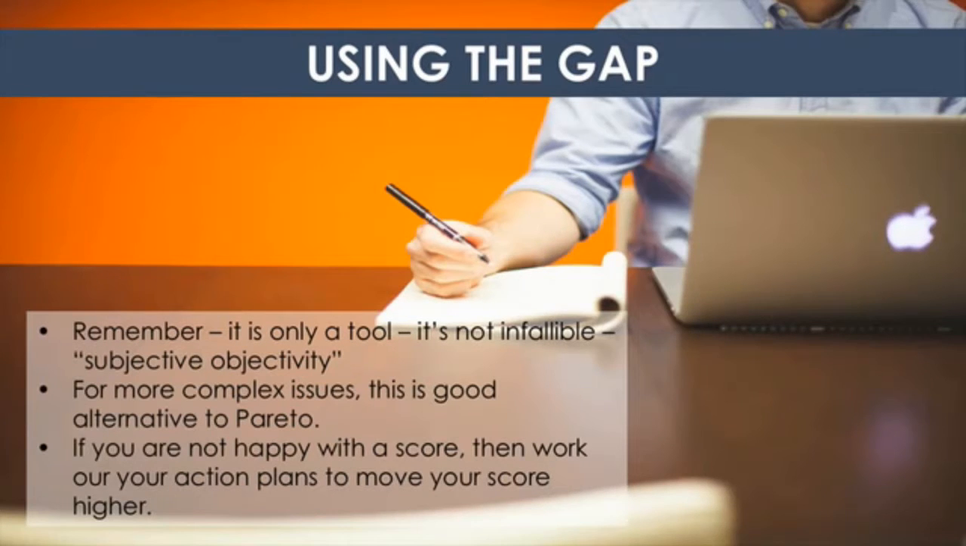Just remember, it's only a tool, so it's not infallible. Really, you're making up numbers or creating numbers, so I call it subjective objectivity. But it's better than just pulling stuff out of the hat. At least you've had to think about things. For more complex issues, the gap analysis is a better alternative to the Pareto analysis and must, should, could. And if you're not happy with the score, then work out your action plans to move your score higher. If you want to change the scores, that's okay, but think about why that's different.